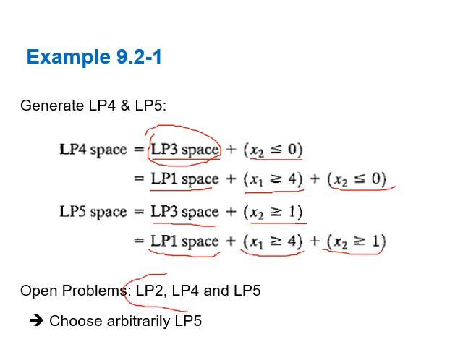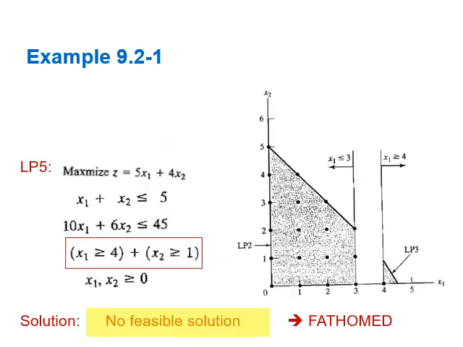Now, as I said, we have these three linear programs still open, still we didn't fathom them, and we are going to select one of them. Let's select LP5 and continue. What is LP5? LP5 is on top of our original LP, we include x1 greater than or equal to 4 and x2 greater than or equal to 1.